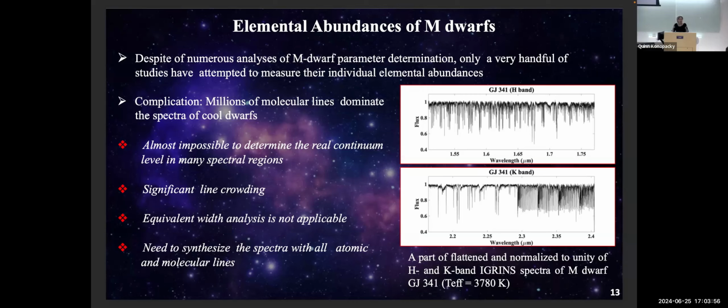There have been numerous studies to measure the parameters of M dwarfs, but there's a problem because they are not even consistent with each other, even for individual stars. The spectra of M dwarfs are very complicated as compared to FGK dwarfs, and many kinds of analysis, like equivalent width analysis that can be used for more massive dwarfs, are not applicable to M dwarfs. So the only thing we need to do is synthesize the spectra. That is a very huge task.